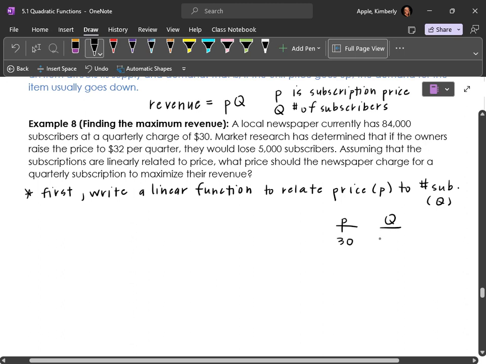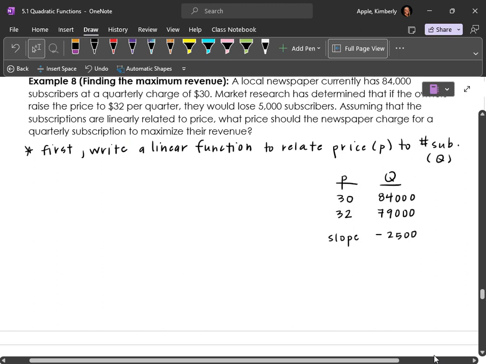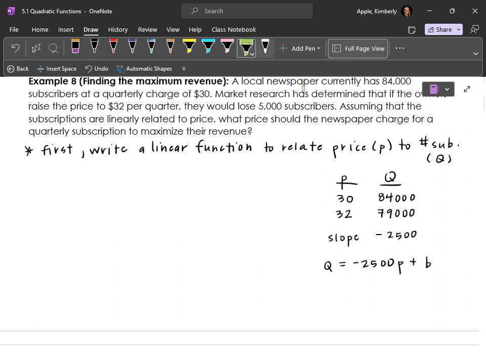So when the price is 30, our number of subscribers is 84,000. When they bump that price up to 32, they lose 5,000 subscribers, so that would be 79,000. That's 5,000 less. If we calculate the slope using your normal slope formula, you're going to see that the slope is negative 2,500. And just putting that into a standard linear equation, we'll see that the output Q, the number of subscribers, is equal to negative 2,500 times the price plus some intercept B that we don't know yet, right?